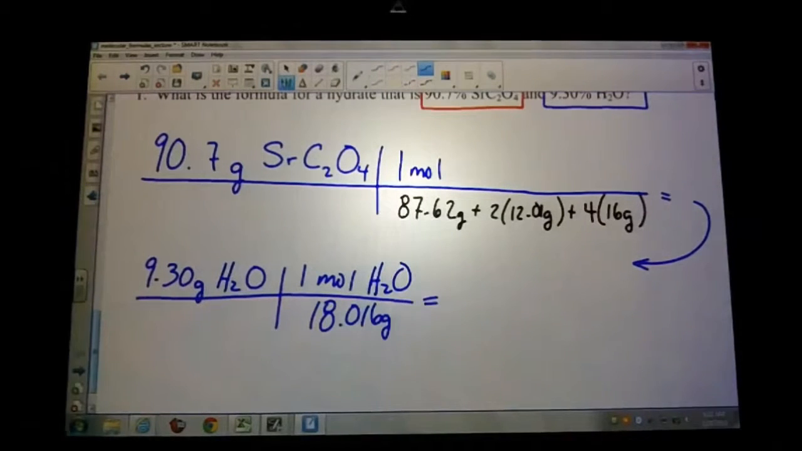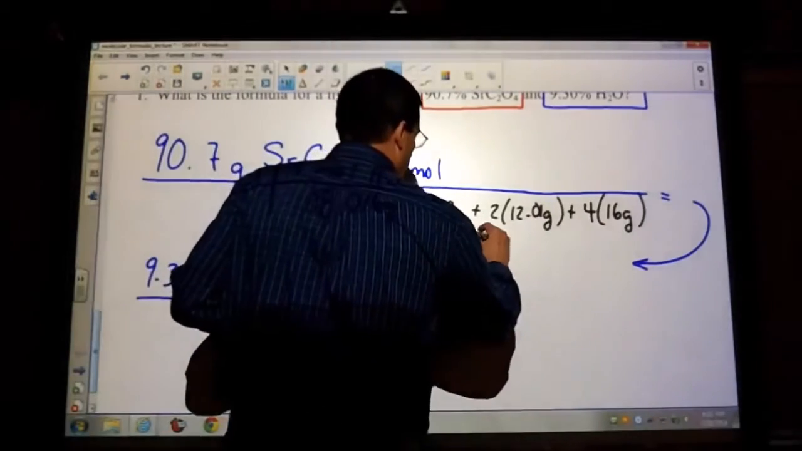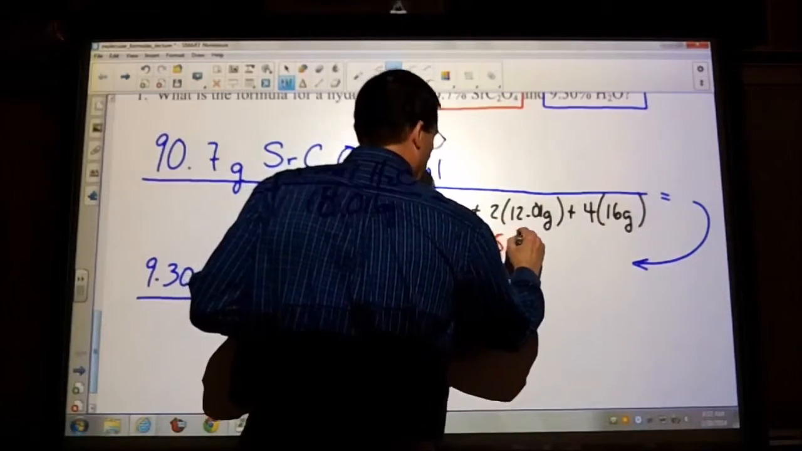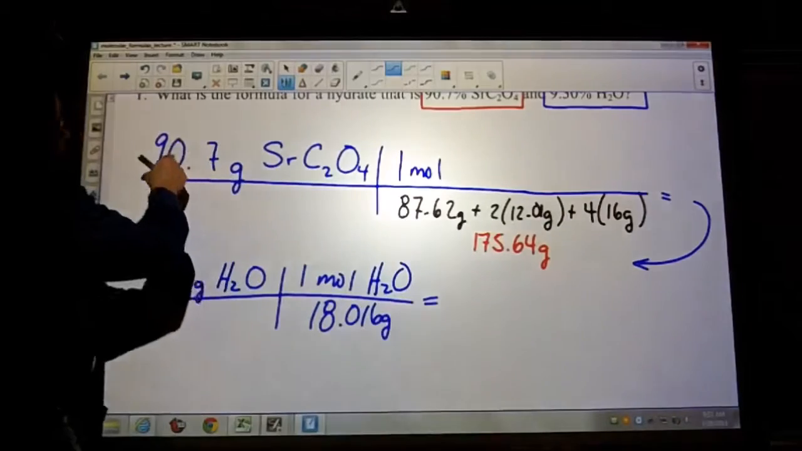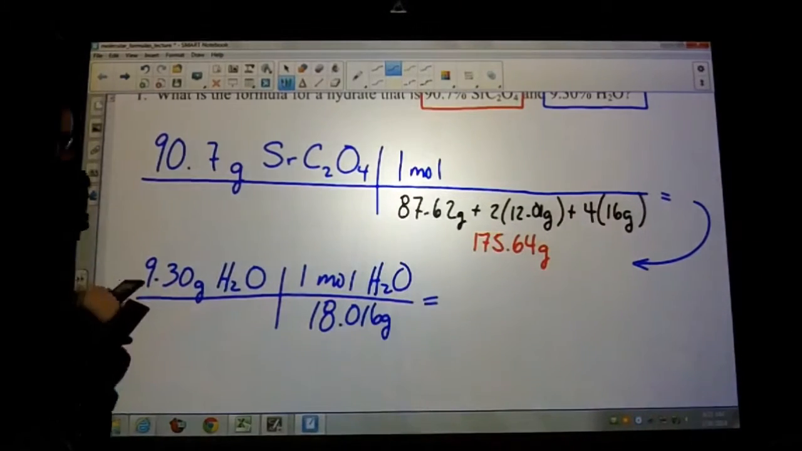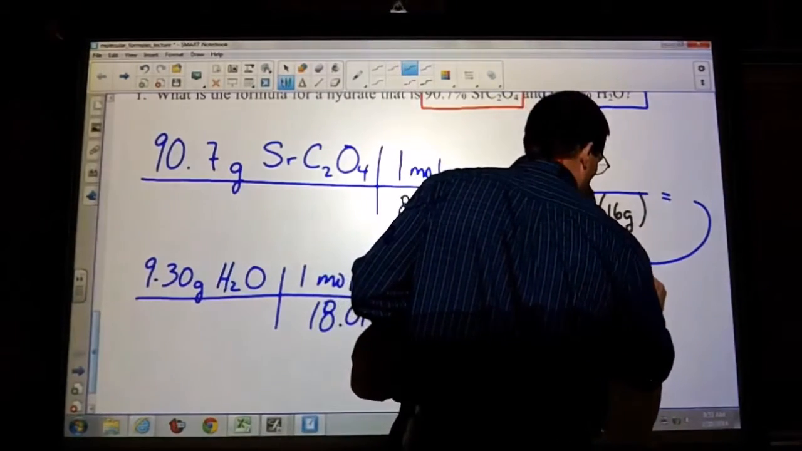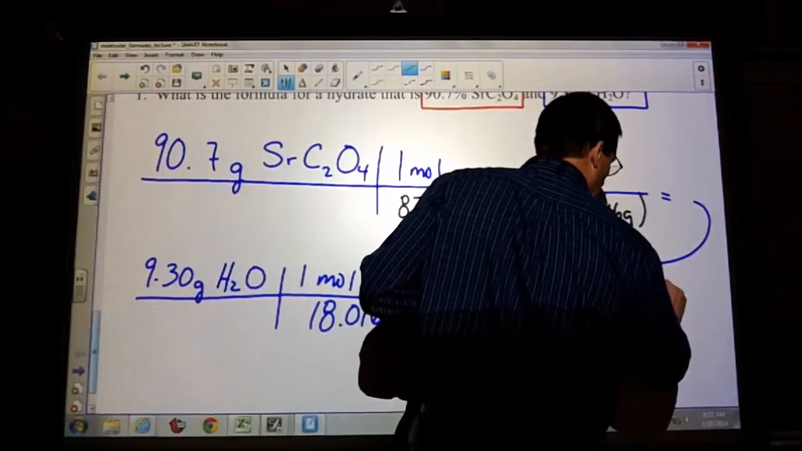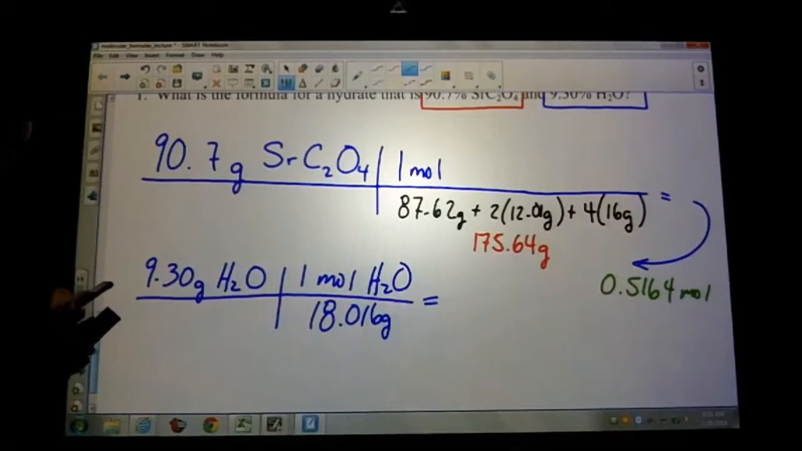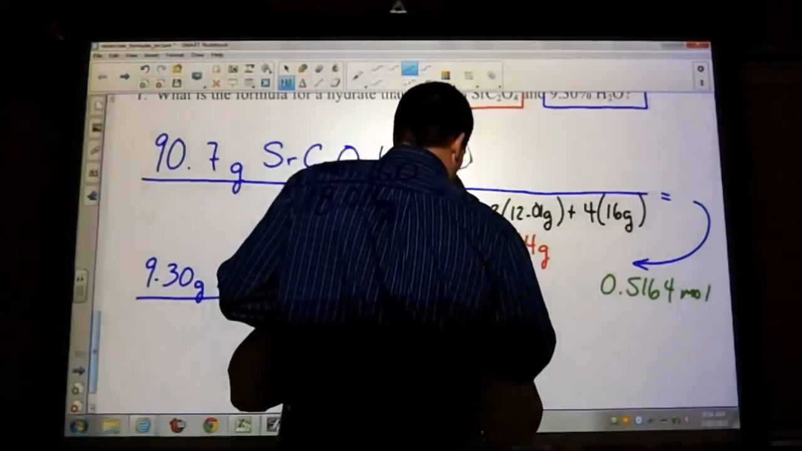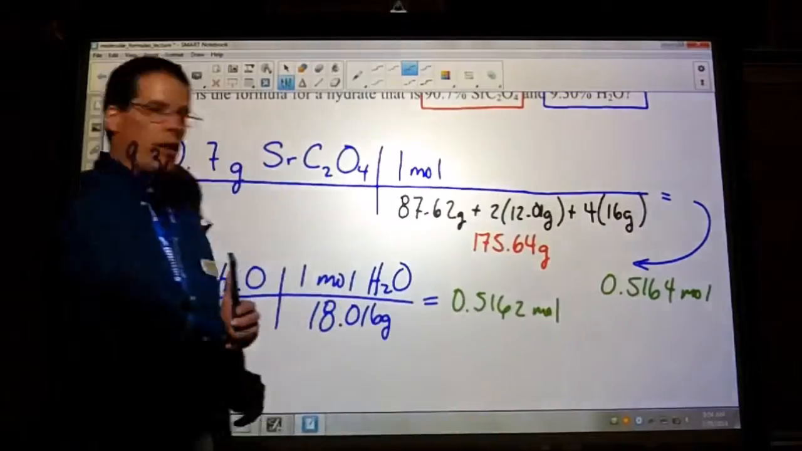So let's find out what the molar mass for that guy is on the bottom. I have 175.64. Is that the molar mass for the strontium oxalate? Did you guys get that? Okay. So take that divided by that, and I get 0.5164 moles. Anybody get that? And then for the water, get something similar, 0.5162. Okay. So they're very, very close.